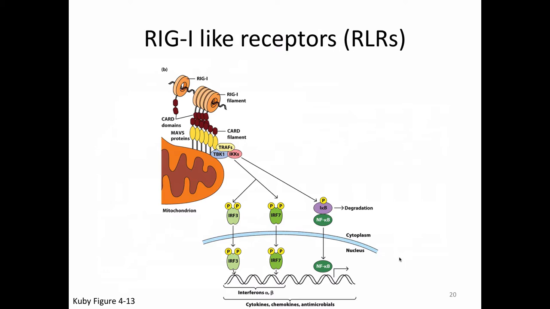What would you hope it would produce or it would lead to? What do you think, Jordan? Interferon. Why? Yeah, we're detecting a viral molecule in a place where viruses replicate. We probably want to make a virus response. Happily, we turn on IRFs in this situation. We make interferon.